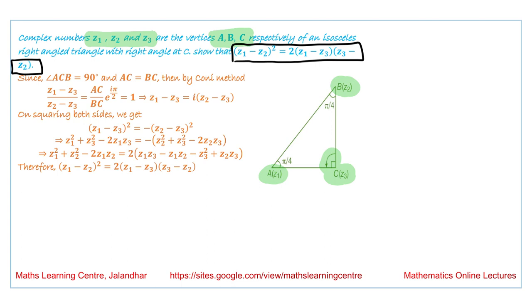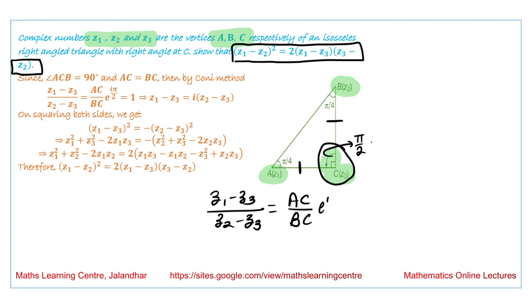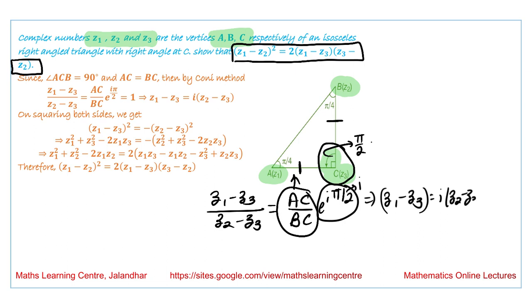Now it is given that angle ACB is 90 degrees, and it is an isosceles triangle. It means the lengths of these two sides are equal to each other. So this angle is given to be pi by 2. We are talking about the value of (z1 minus z3) over (z2 minus z3). The answer will be AC by BC into e raised to the power iota pi by 2. AC and BC are equal. Now the value of e raised to the power iota pi by 2 is iota. So this implies that z1 minus z3 is equal to iota times (z2 minus z3).